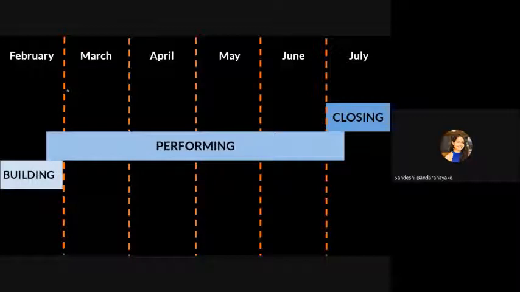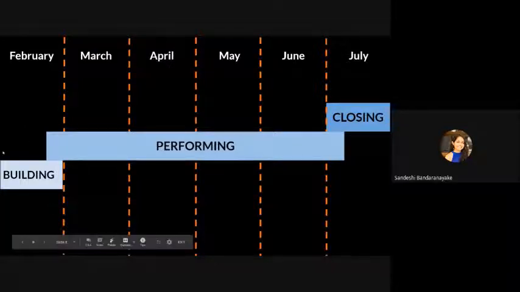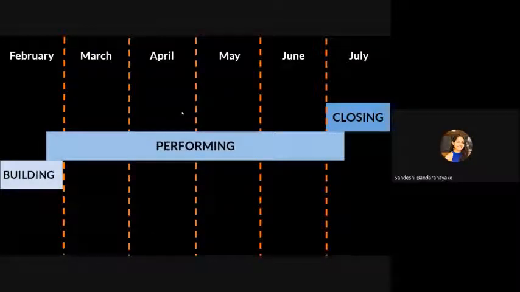All right, so now I've put the faces of the team in these columns. So you can see the building phase in the month of February. Now, you can see performing is a little bit different because the performing stage has overridden this line that separates February and March. Now, why is that?